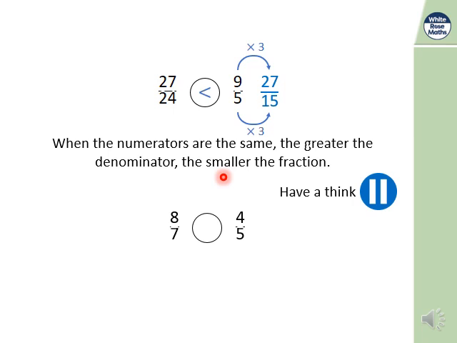So having a think now, using that rule, when the numerators are the same, the greater the denominator, the smaller the fraction, what would you do for that one? 8/7 and 4/5. What symbol would you put there? Pause the video and have a go.